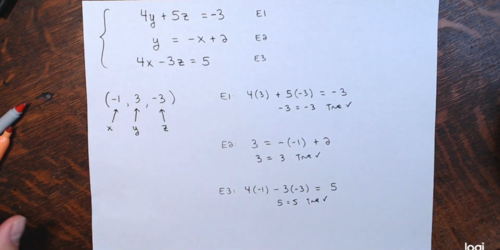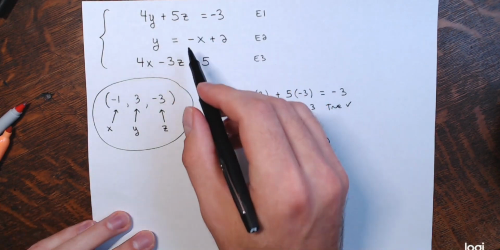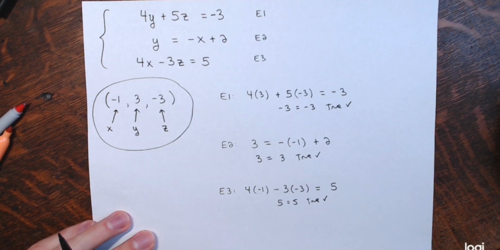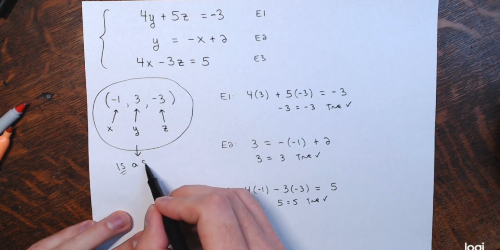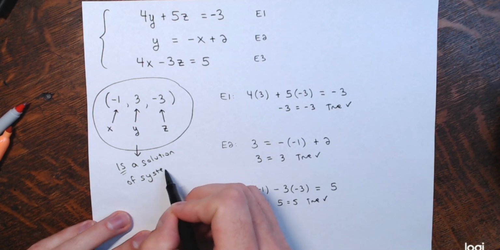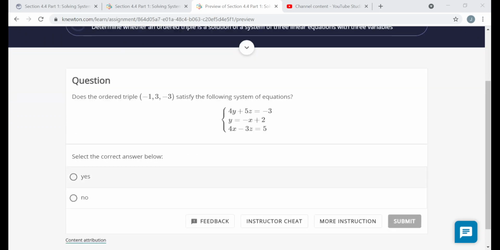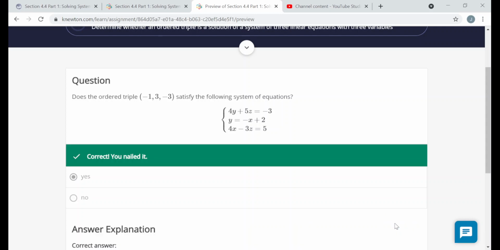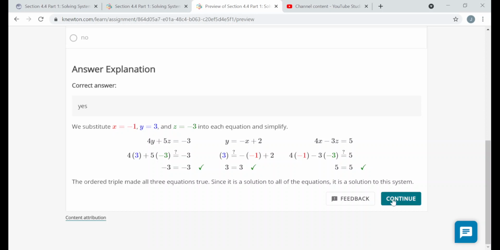This ordered triple satisfies all 3 equations, every equation in the system. So this is a solution of the system. So the answer back on the page is yes, right? Yes, it does. It satisfies the following system of equations. Right. And again, please read through the answer explanations. Okay, next question.